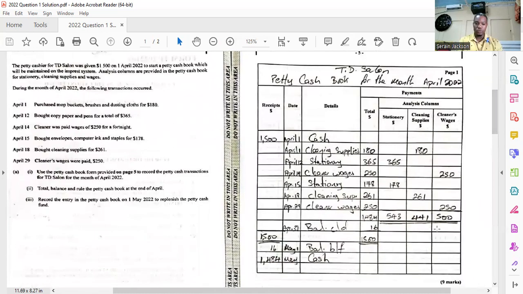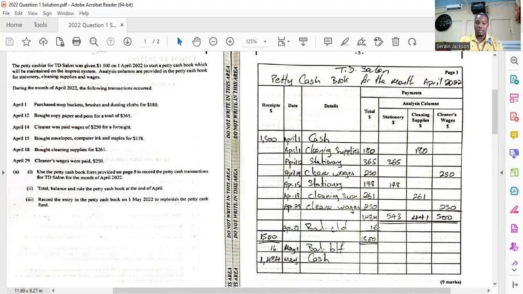So if you look at it now, all we need to do is add up the analysis columns. You put the totals there, you add up the total column, you get 1,484. Now students normally have difficulty or challenges balancing off the petty cash. So after you total the totals column, you're going to find the difference between the debit side, which is the 1,500, and what you have spent.